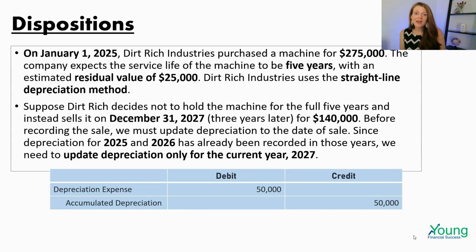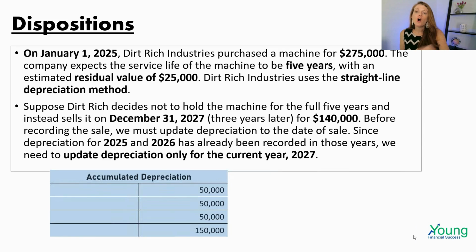How do we calculate that? We take the $275,000 minus the $25,000 of residual value. That gives us $250,000. We divide that by 5 years. That's the straight line method, and we get $50,000. So for 2027, we are going to debit depreciation expense for the $50,000 and credit accumulated depreciation. That's the same entry that would have been made all 3 years. So now we've got it up to date.